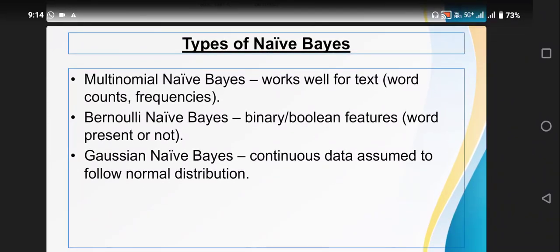Types of naive Bayesian classification. Multinomial naive Bayes normally works well for text. Bernoulli naive Bayes is normally used for binary as well as Boolean features. Gaussian naive Bayes is used for continuous data assumed to follow a normal distribution.